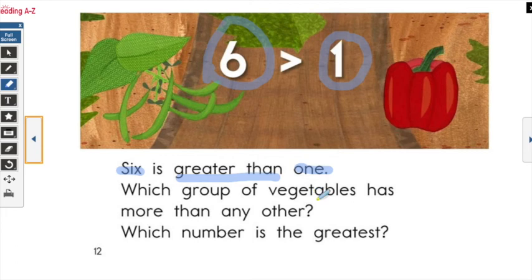That's all we're going to learn about greater than today. Can everybody say greater than? Greater than? Greater than means more than or larger than.